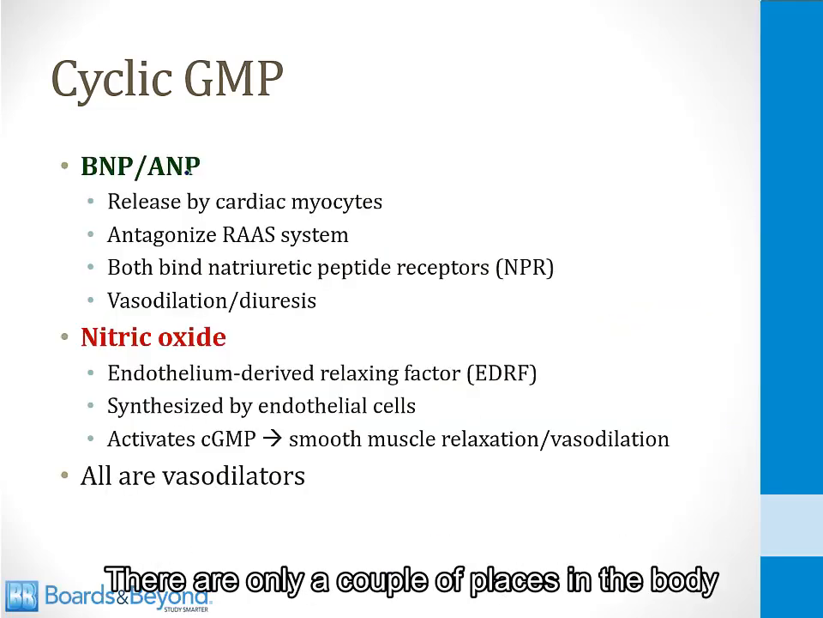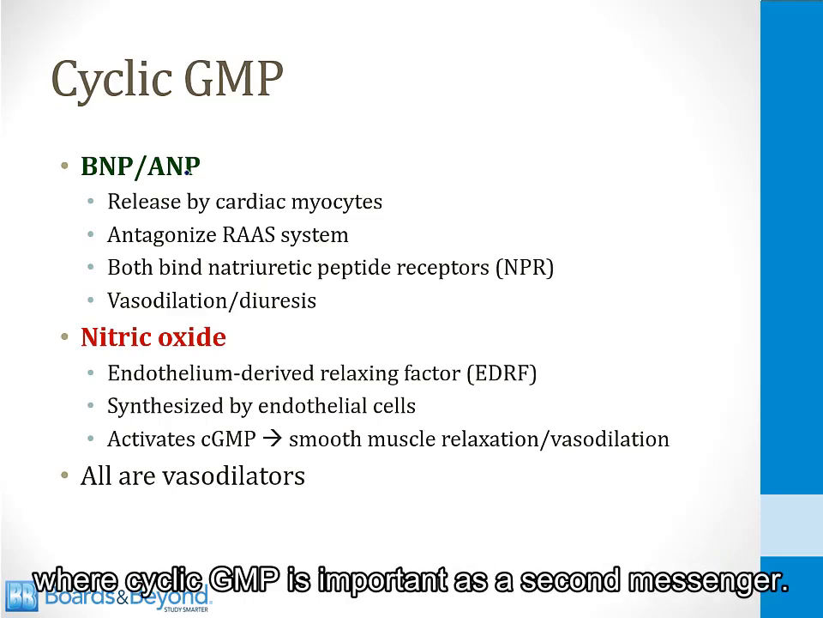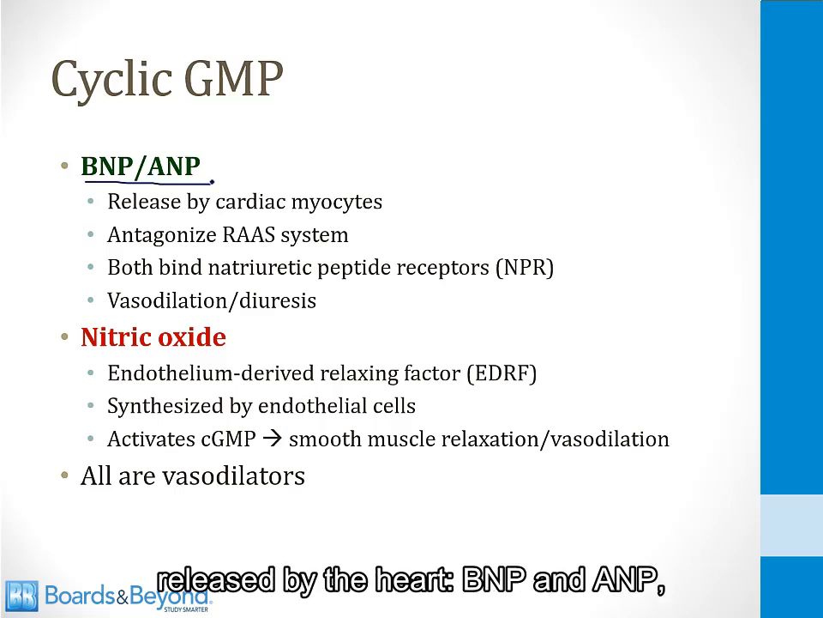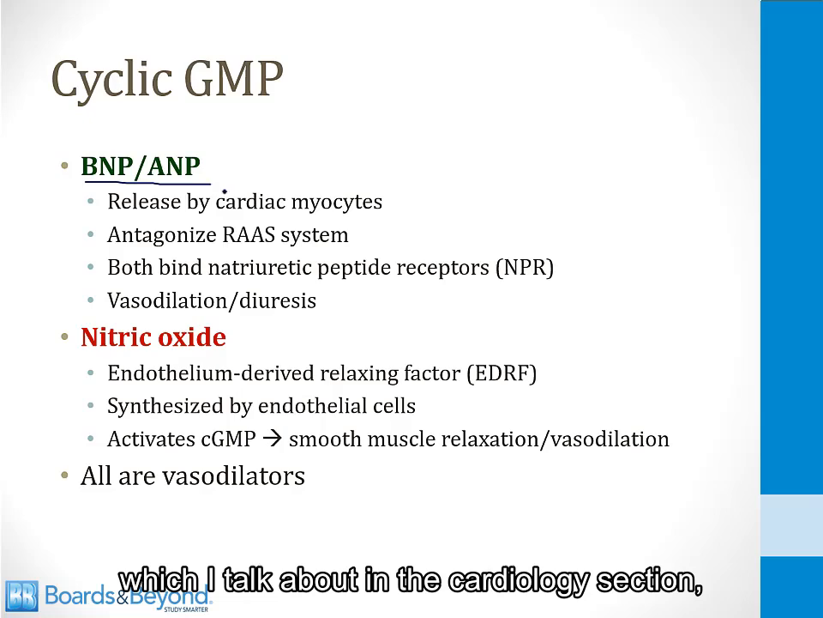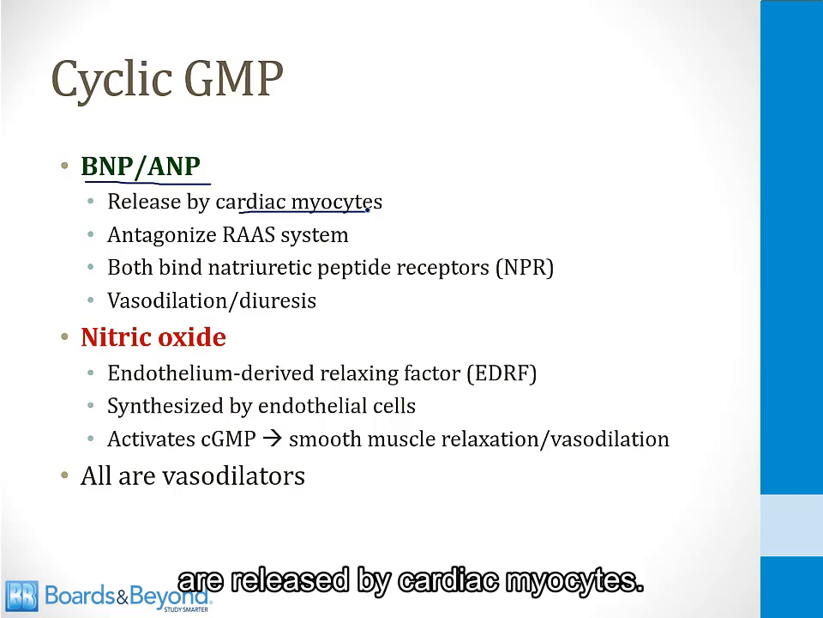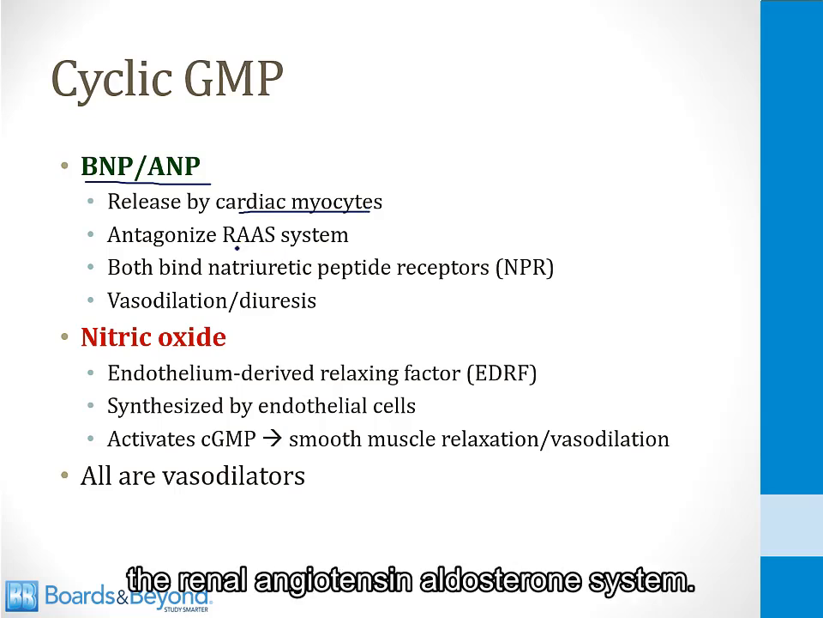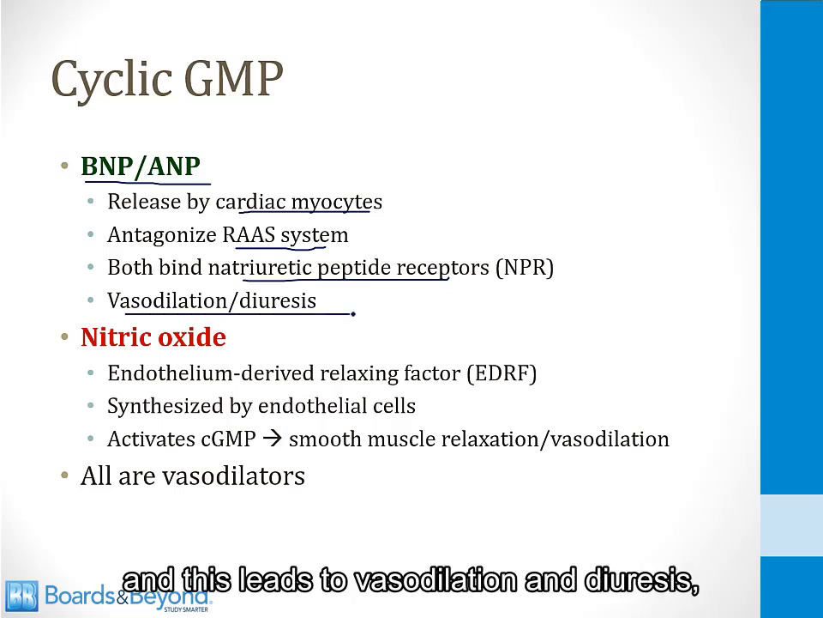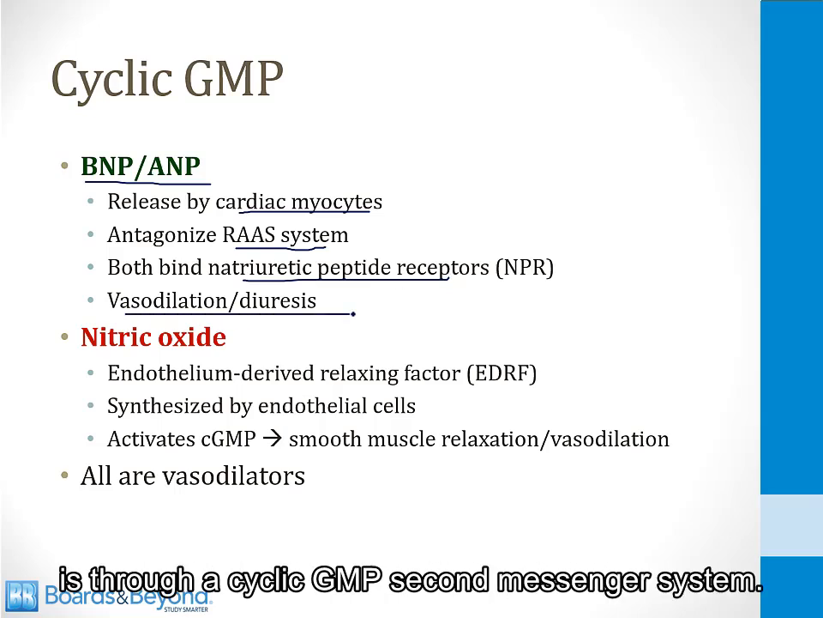There are only a couple of places in the body where cyclic GMP is important as a second messenger. The first one is with hormones released by the heart. BNP and ANP, which I talk about in the cardiology section, are released by cardiac myocytes, and they antagonize the renal angiotensin-aldosterone system. They both bind to receptors called natriuretic peptide receptors or NPRs, and this leads to vasodilation and diuresis. And the way they function is through a cyclic GMP second messenger system.